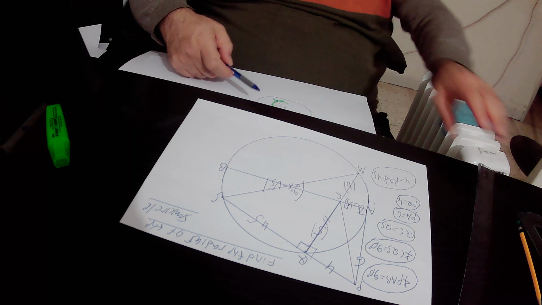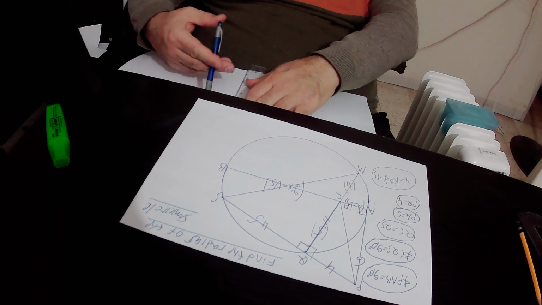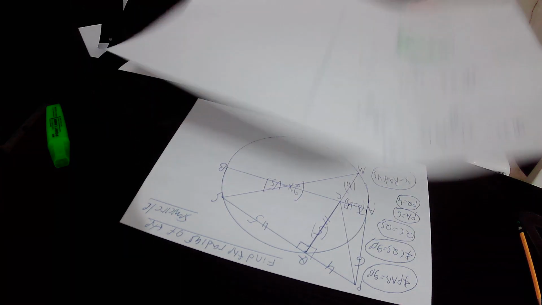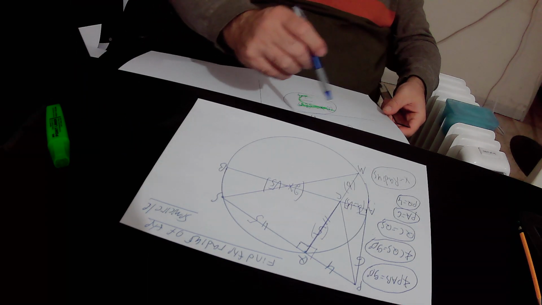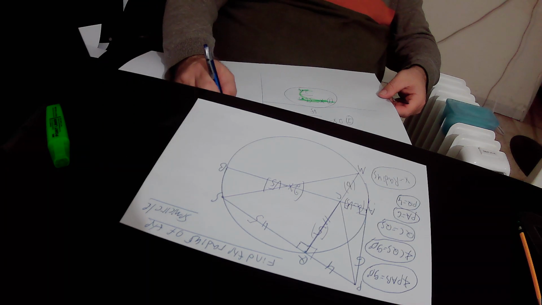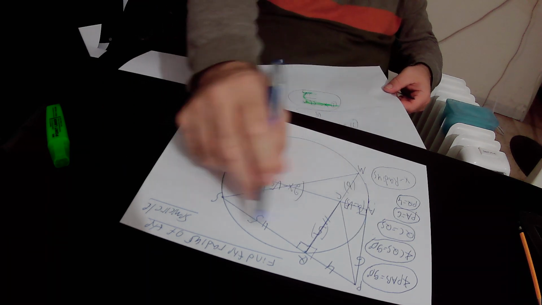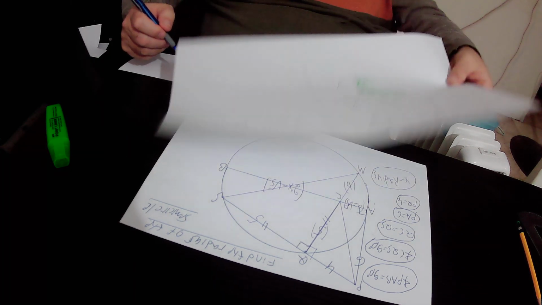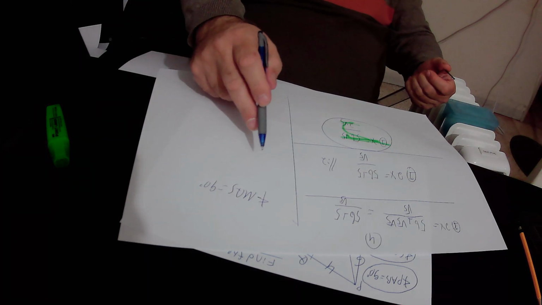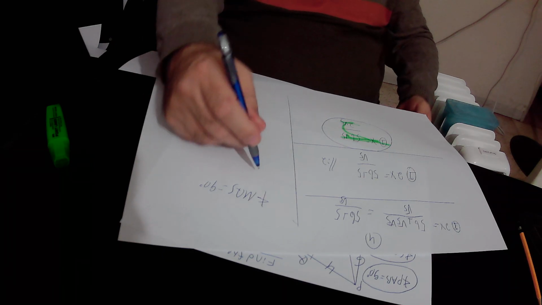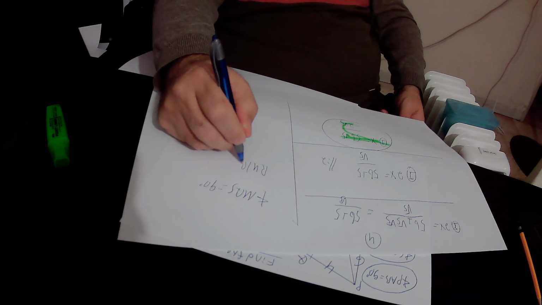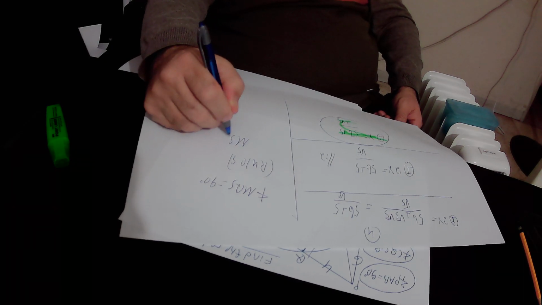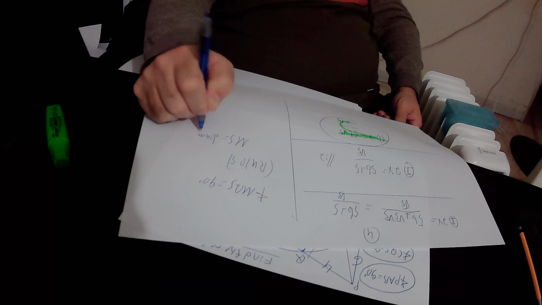So I write it down here that according to rule number 5, because of the fact that this peripheral angle MQS equals 90 degrees, therefore according to rule number 5, MS is the diameter of the circle.